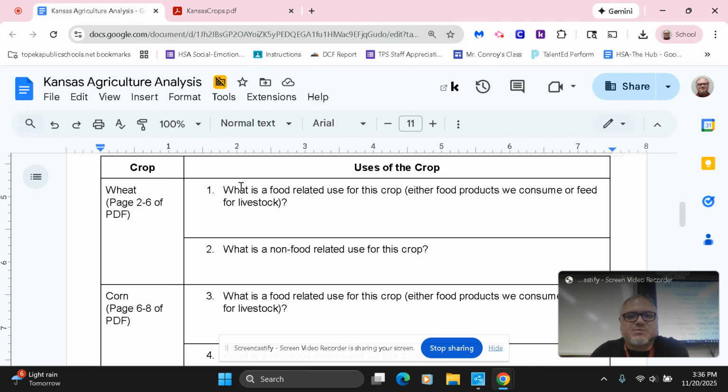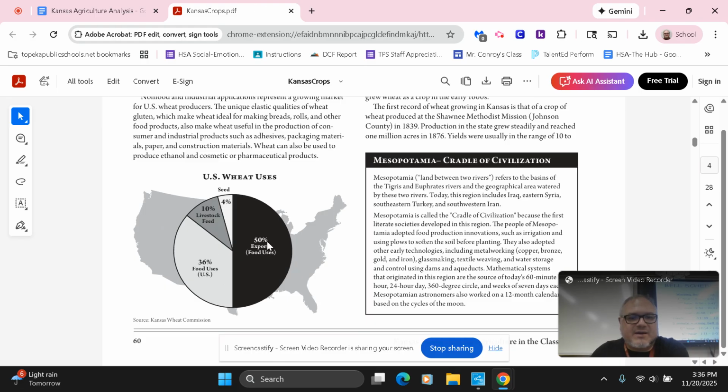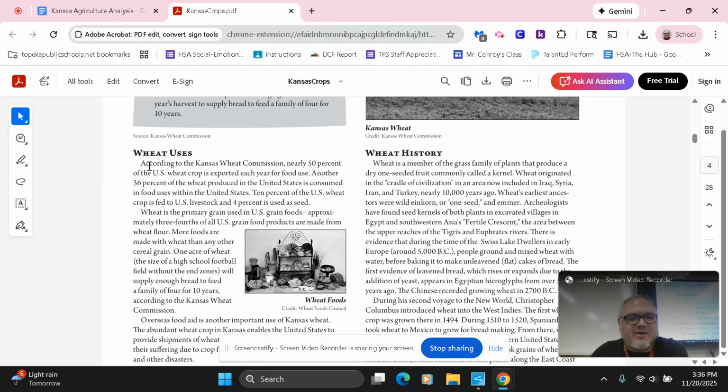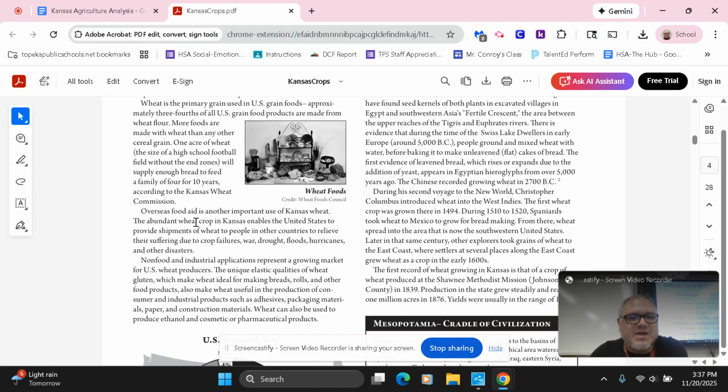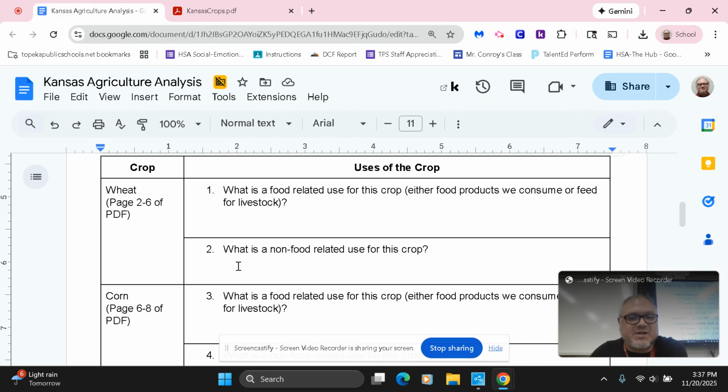And then I ask for what's one food-related use of this crop, either food products we consume or feed for livestock. Again, if I'm looking here under the wheat uses, I can tell 10% of it is used for livestock feed. I could put that for the food-related use if I want. I could also look here at wheat uses and look at some of the products made from it. So they talk about it being a cereal grain. They talk about bread being made with wheat. Again, that probably didn't surprise most of you. So again, if you find a particular product, that totally works for a situation like that.